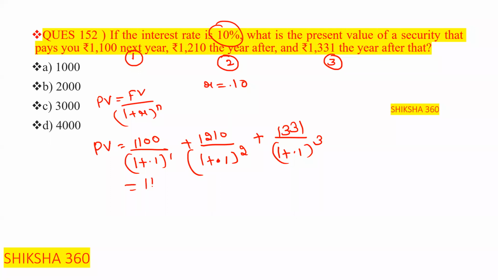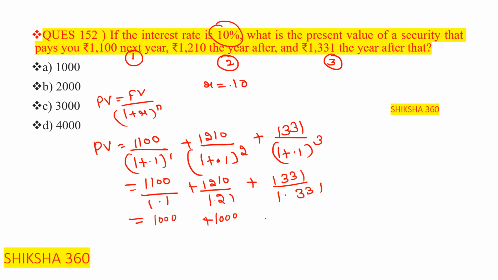So here we have 1100 upon 1.1, 1210 upon 1.1 power 2, that is 1.21, plus 1331 upon 1.1 power 3, that is 1.331. So here we will get 1000, 1000, 1000. Overall, the present value is 3000. So option C is the answer.